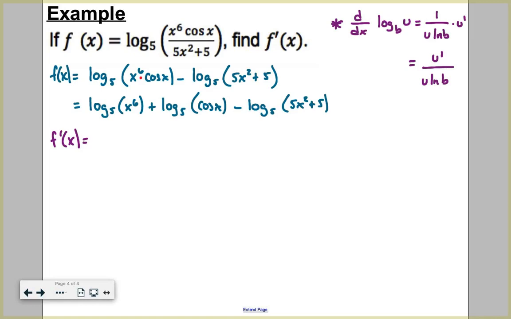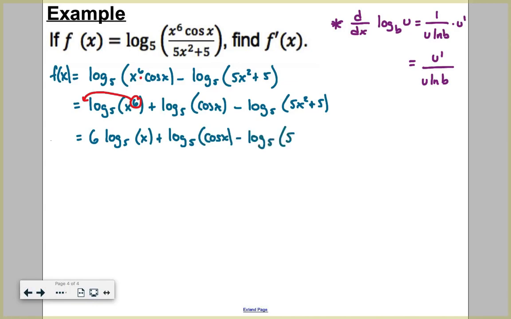I guess we can simplify this a little bit further before we take the derivative. So let's go ahead and do that. What I mean is we can take the 6 just like before and move it to the front. So this is going to be 6 log base 5 of x plus log base 5 of cosine of x minus log base 5 of 5x squared plus 5. Now it is simplified all the way, so now we can take the derivative.